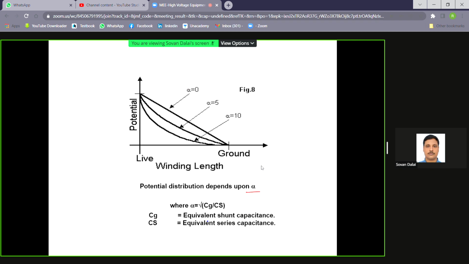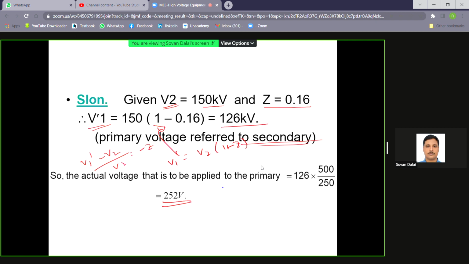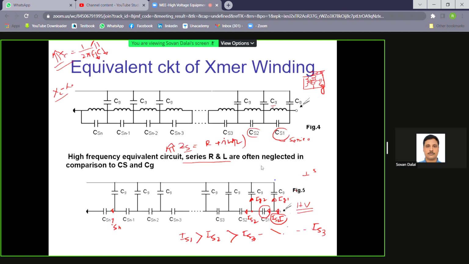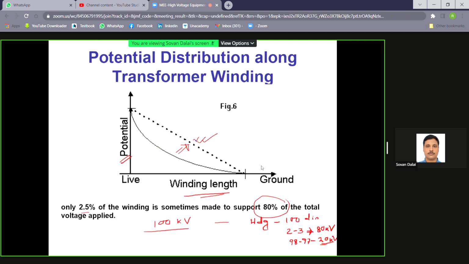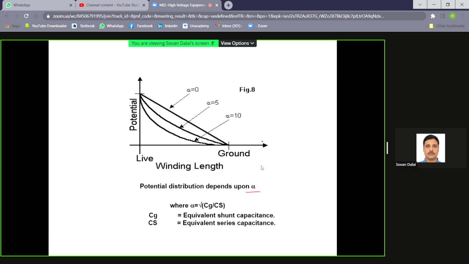Now, all of you know from this diagram, if there is no such ground capacitance formed with the tank, the potential distribution is uniform, but that does not actually happen. You always have to place the transformer tank at a certain distance, so alpha always has some value. Theoretically, if alpha is equal to 0, the potential distribution is a straight line, but alpha always deviates from 0 because Cg has some value.